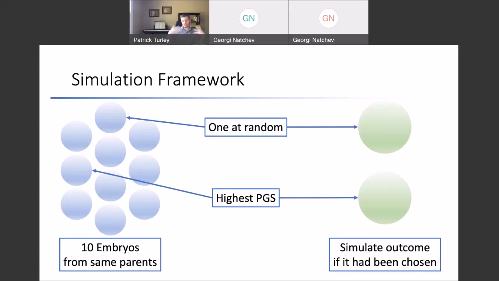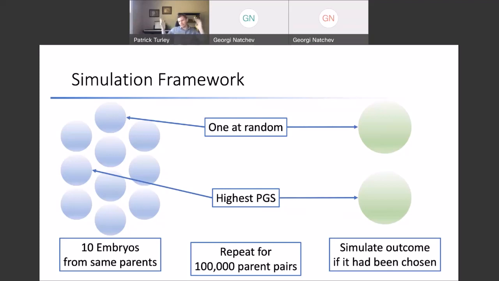And then we simulate, like was mentioned in the very first talk of this session, polygenic scores do not determine whether or not you're going to develop a disease. It's about probabilities. And so even if you select the embryo with the lowest risk of having a certain disease, there's still some chance that they might develop that disease. And so in the simulation, we say, okay, based on what our knowledge is of the risk of disease for certain levels of polygenic scores, we'll simulate what the outcome would have been for the child if that embryo had been chosen, both for the random embryo and for the one with the highest or lowest polygenic score.